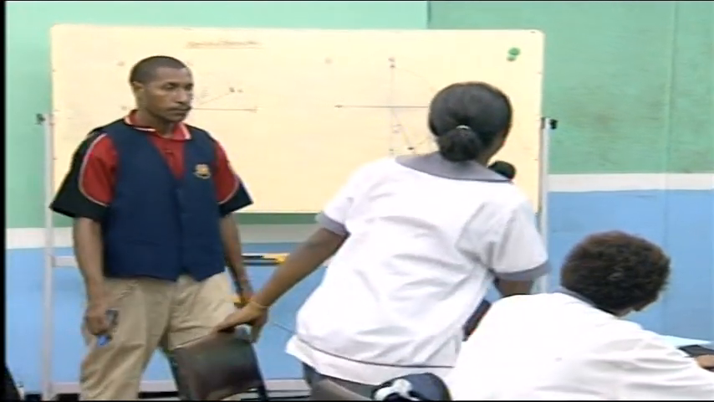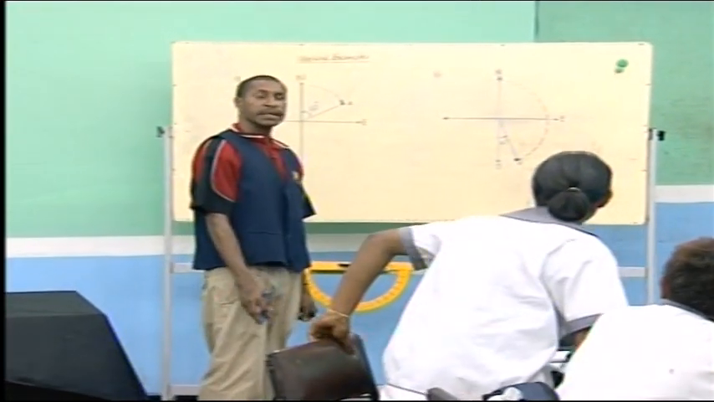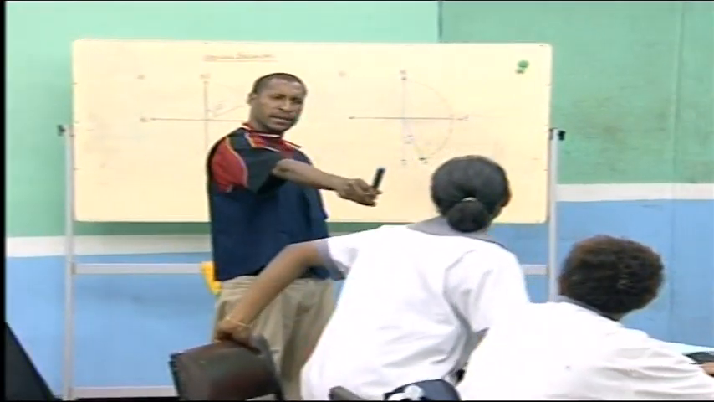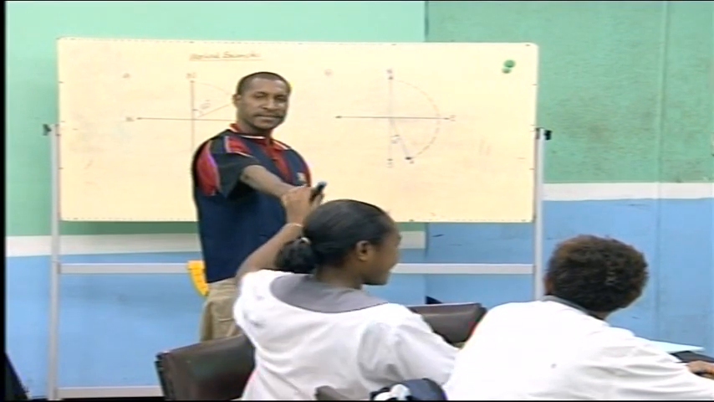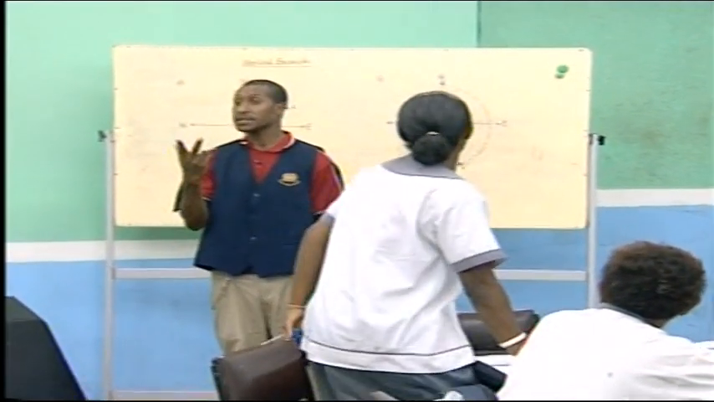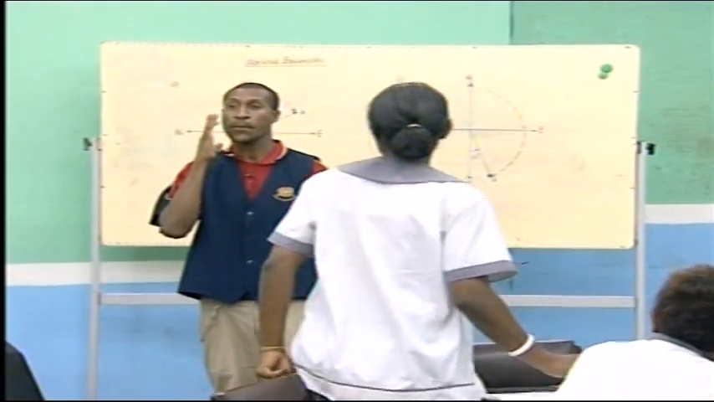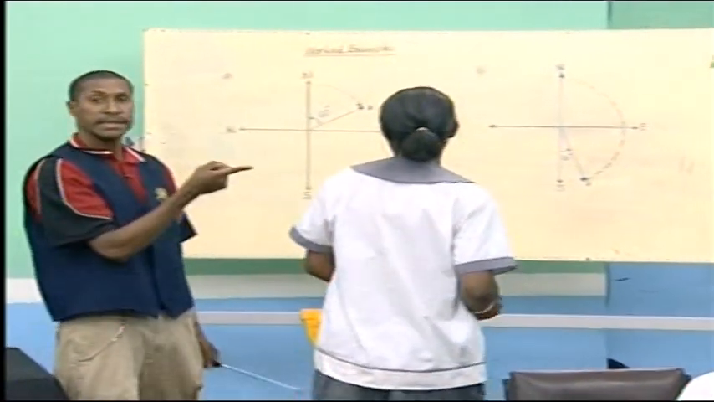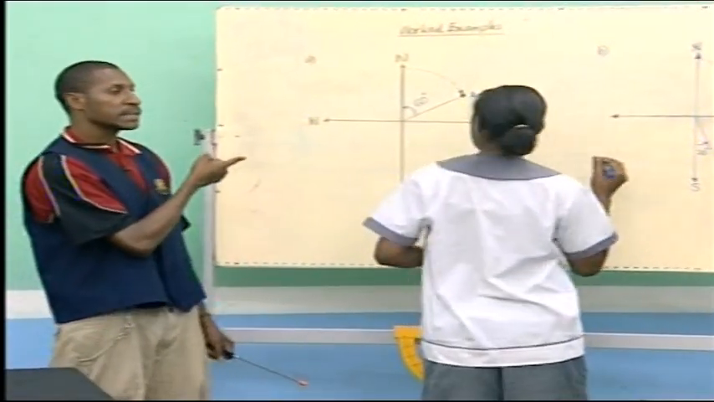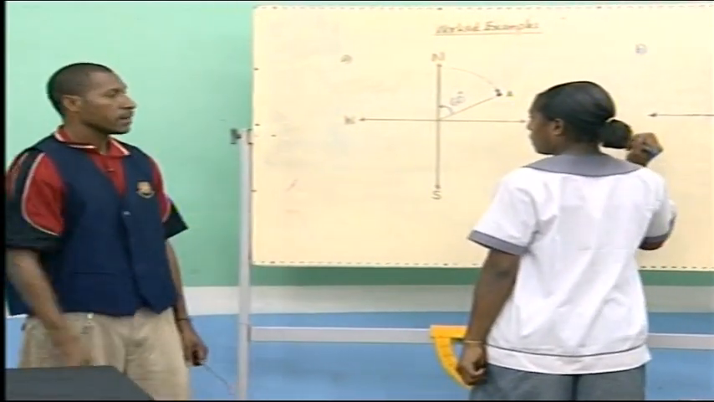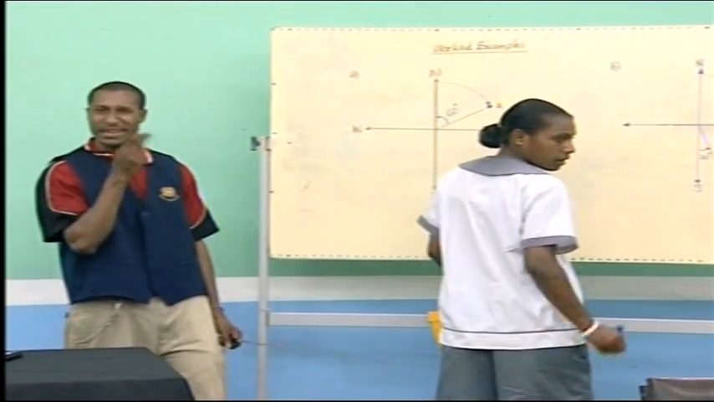Ruthie? 60 degrees. Can you write that on the board? Pronouncing it is different from writing it. So let's see. She has said 60 degrees. Now let's see how she is going to write that bearing. Remember, bearing is written in 3 digits.